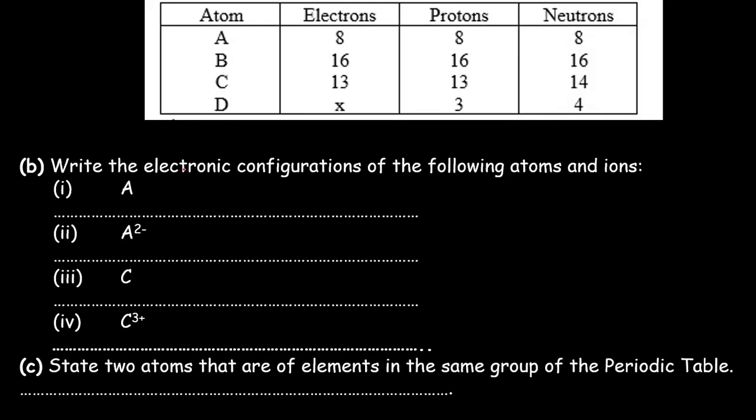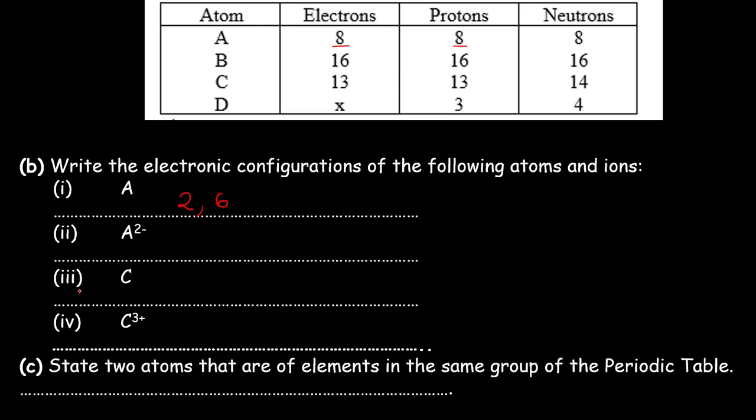Part B, the electronic configurations of the atoms and ions. So for A, to determine the electronic configuration, we need to know the number of electrons this atom has. This atom has 8 protons as the atomic number. That means it also has 8 electrons. The first energy level will take 2. The second will take the remaining electrons, which is 6. So this is a total of 8 electrons.